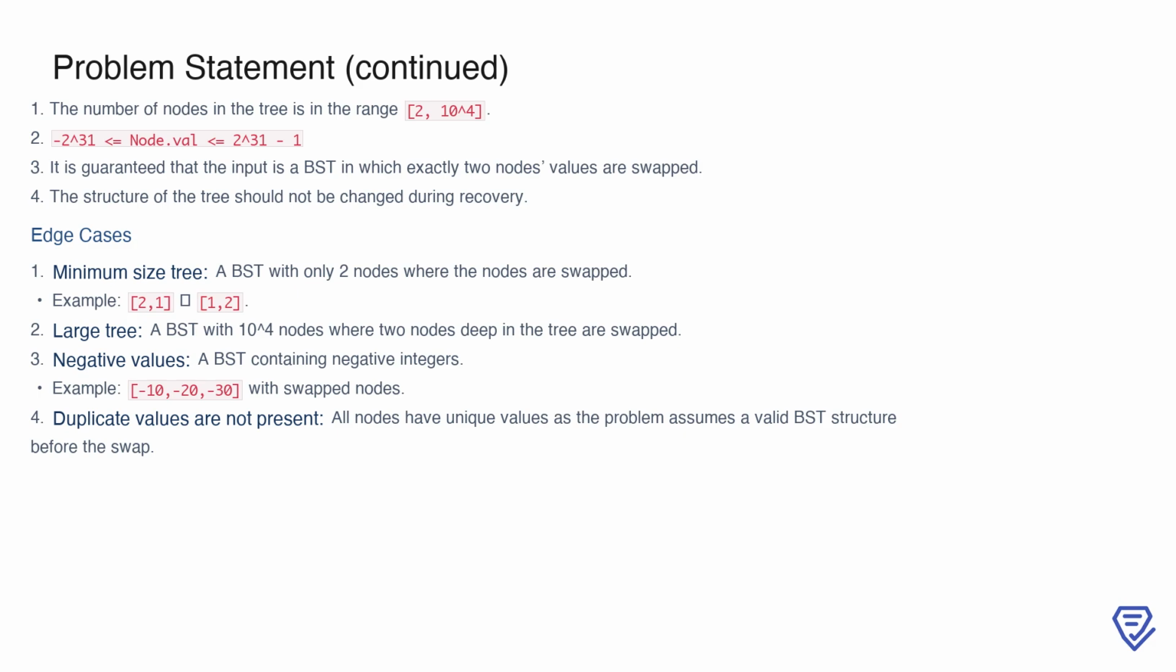Key edge cases include a minimum size tree with just 2 nodes, large trees with misplaced nodes deep in the structure, and trees containing negative values. There are no duplicate values, ensuring that each node has a unique value. With these constraints and edge cases in mind, you're ready to approach the solution.